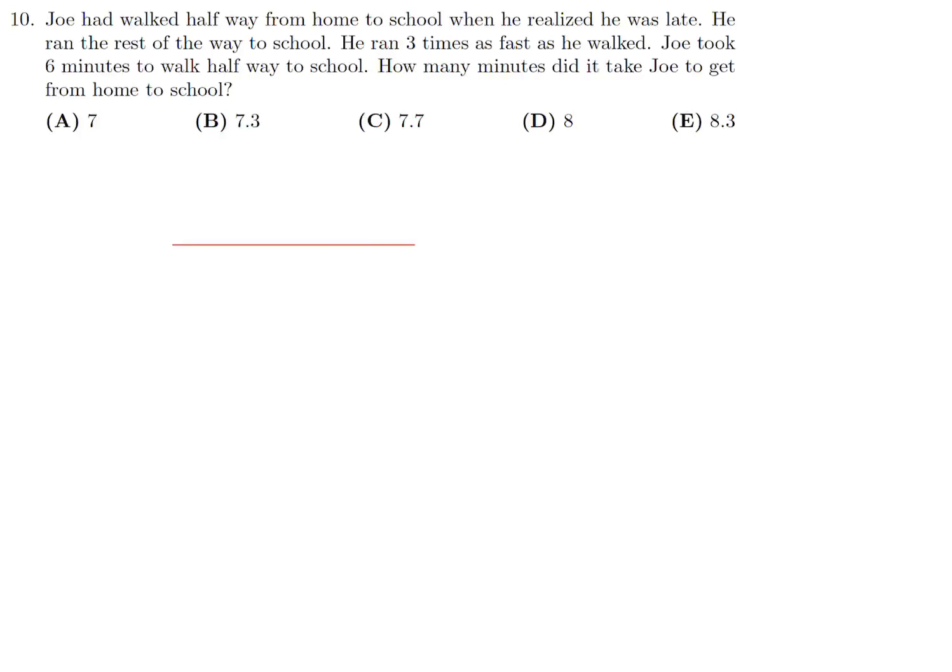Okay, so he's going from home to school, and then all of a sudden he realizes, uh-oh, I am late, so I gotta run. So here's home, here's school, and he's halfway when he starts running. So his speed here is S1 when he's walking. And they say that when he starts running, his speed becomes 3 times as fast, so it'd be 3S1. And the key is that he was halfway when he starts running, so if this is X in terms of distance, this is X. And they also give you a time: 6 minutes to walk.